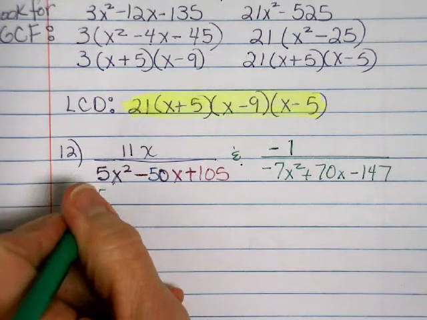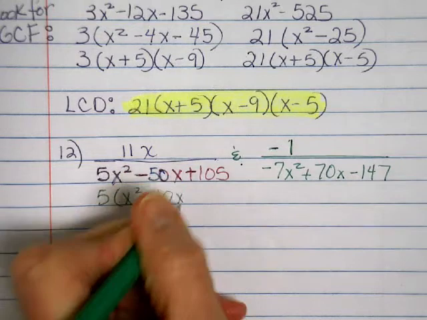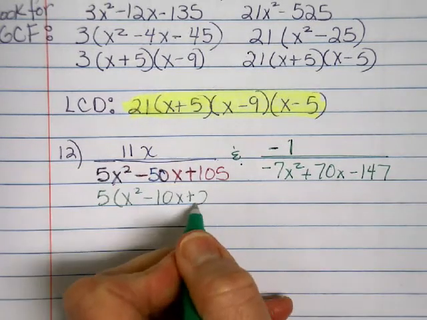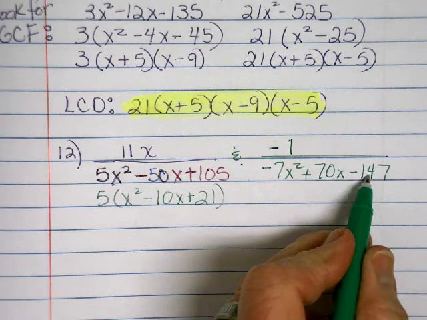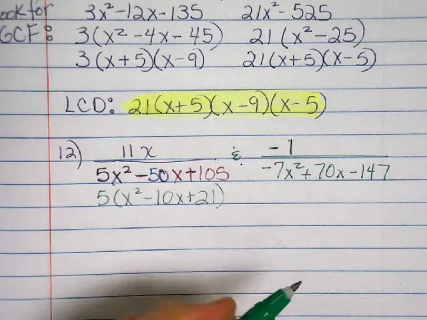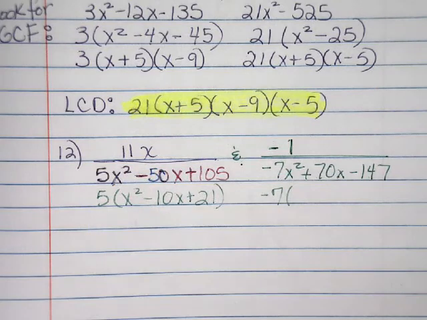Okay, so everybody's got a 5. I love 5s. 5s are fun. X squared minus 10x plus 21. This guy has a negative 7. I see 7s in the story. So take out a negative 7.